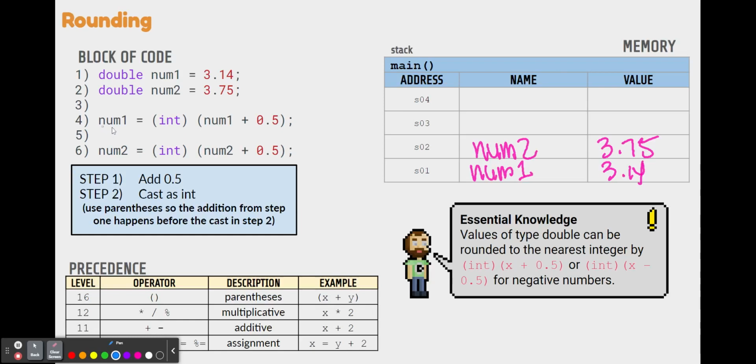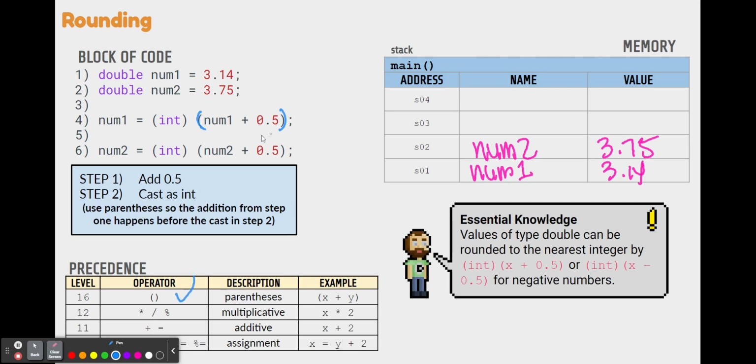We're going to round one of those numbers on line 4. Remember, it is 2 steps to round. We need to add that 0.5 and we need to cast as an integer. Now, to do that all in one arithmetic expression, we need to make sure that addition happens first. So we put the addition in parentheses to make sure, according to precedence, that addition happens first.